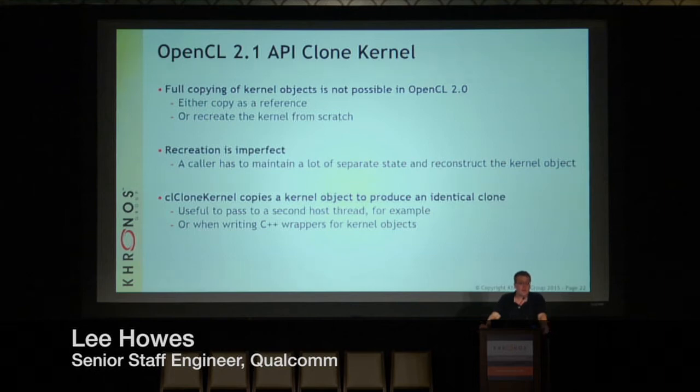You can just copy a kernel object, and so you can build copy constructors that pass them around. And that means if you have multi-threaded code where you need different kernel objects in each thread because of that state, it's okay. You can just copy the object and have the other thread work on it now. So a simple feature, but it fills a gap.